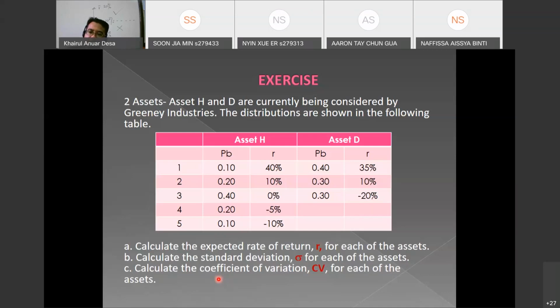Okay, we go for Deborah. Thank you, Deborah, for sharing your answer here. So asset H is 13.38 and asset D is 22.78. Okay, please double check the answer. I want to share the answer by Deborah here.